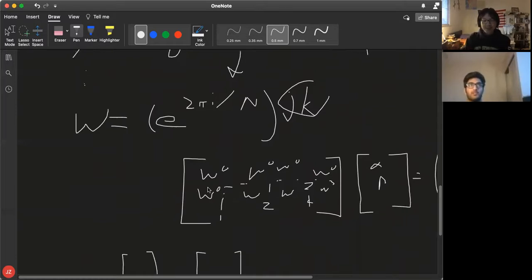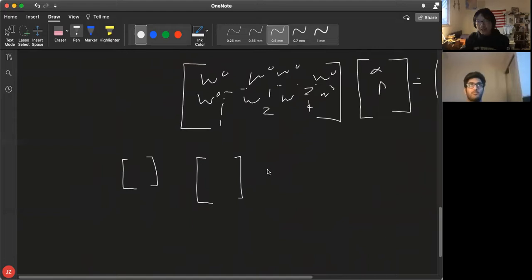I refrain from doing 4 qubits because that's 2 to the 4 elements, which for me to draw with my mouse is not particularly convenient.